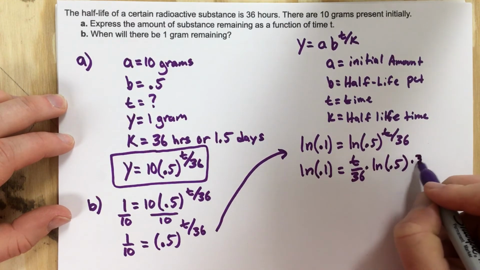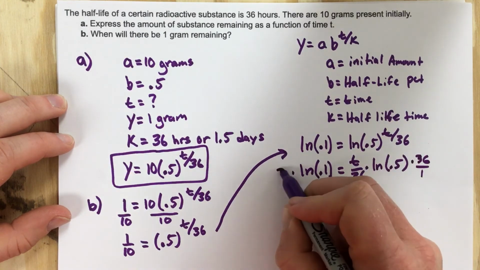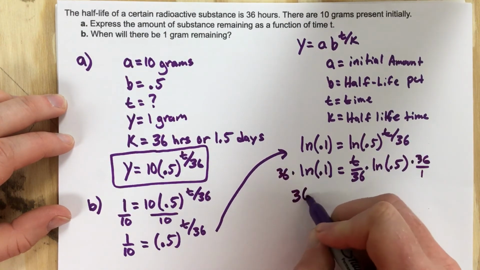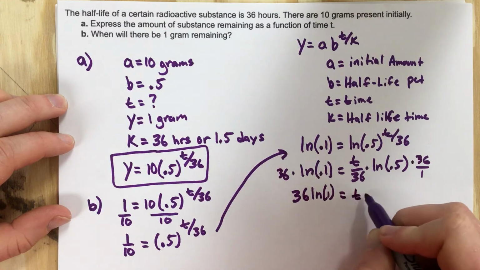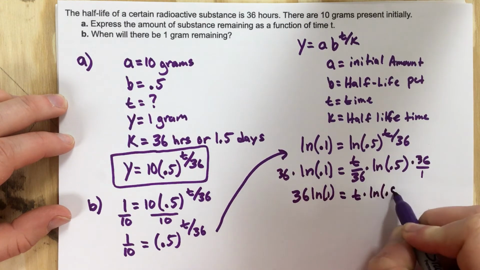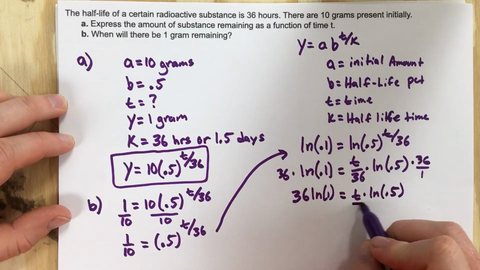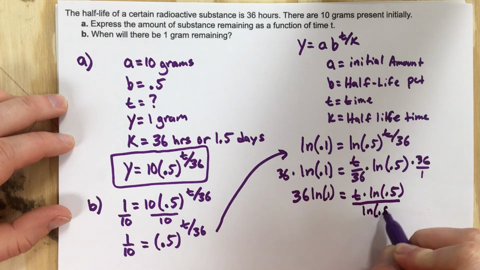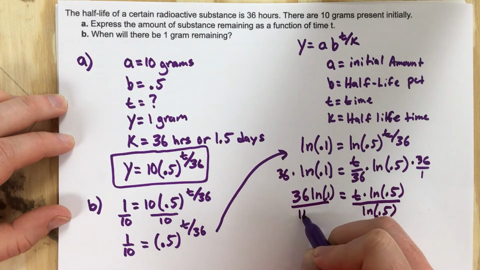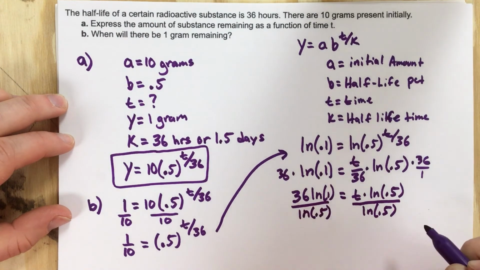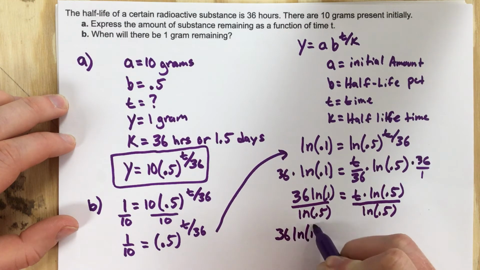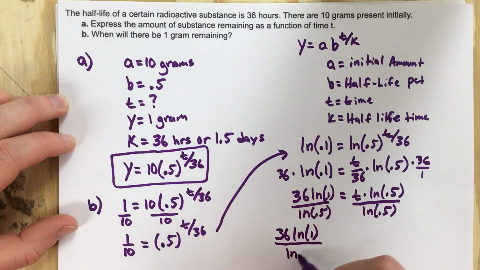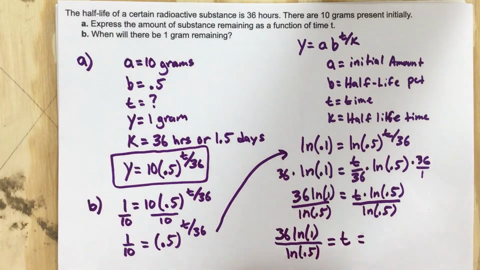So I'm going to say times 36 and times 36. So I get 36 natural log 0.1 equals t times natural log of 0.5, because the 36 is canceled. Last step is to divide by natural log of 0.5. And we're going to end up with 36 natural log 0.1 over natural log of 0.5 equals t, which equals, let's go ahead and plug that in the calculator.